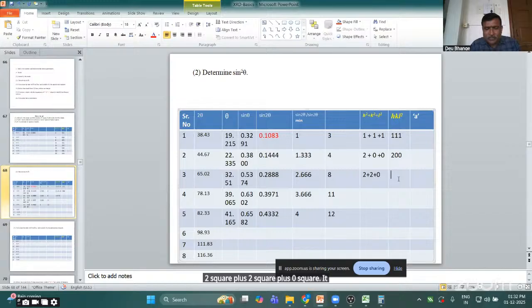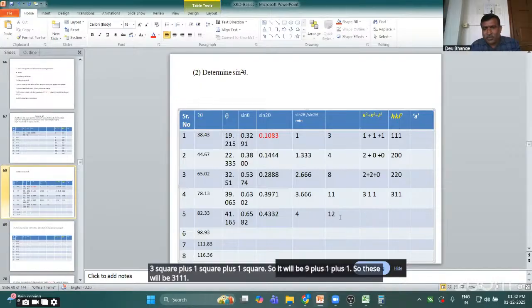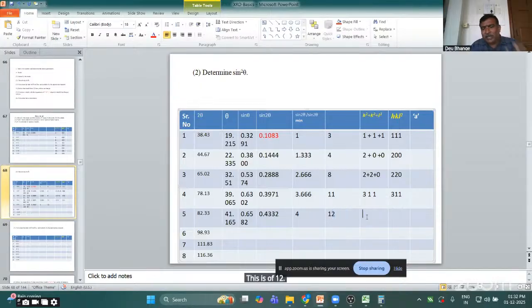It will be 2 2 0. Now 11. You can see that 3 square plus 1 square plus 1 square. So it will be 9 plus 1 plus 1. So this will be 3 1 1. This is 12. How will you split 12 so that it can become a sum of squares of three numbers? Yes, 2 square plus 2 square plus 2 square. So this will be 2 2 2.